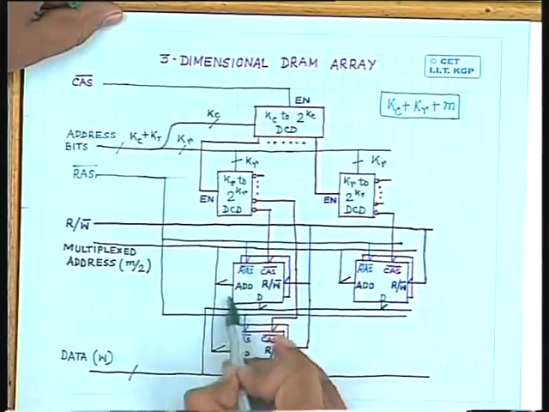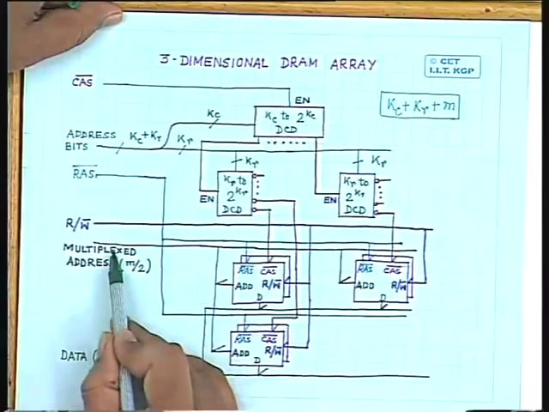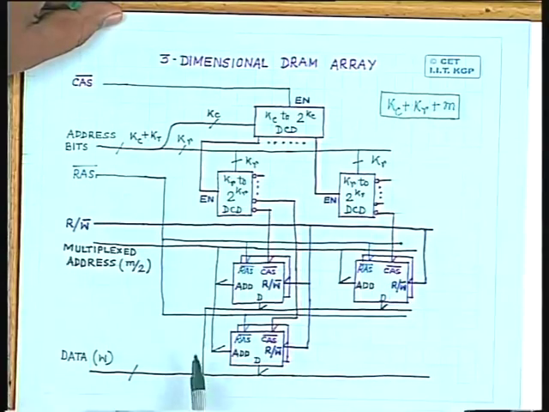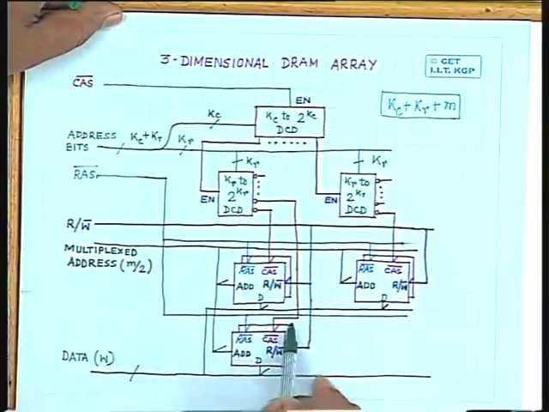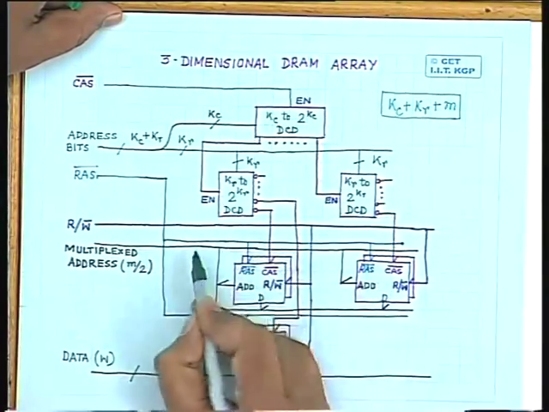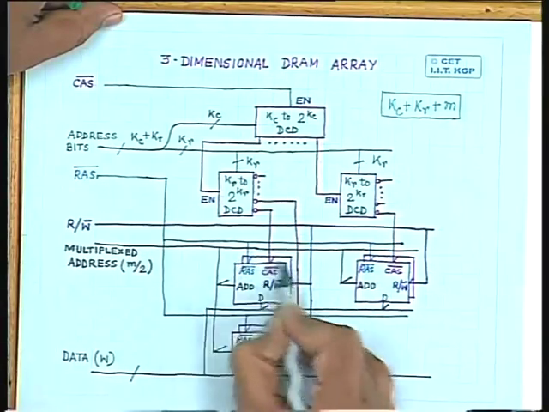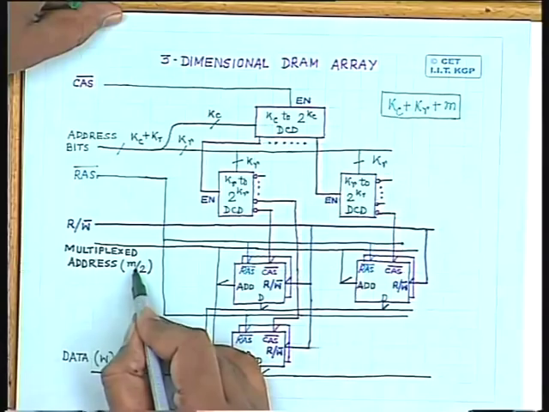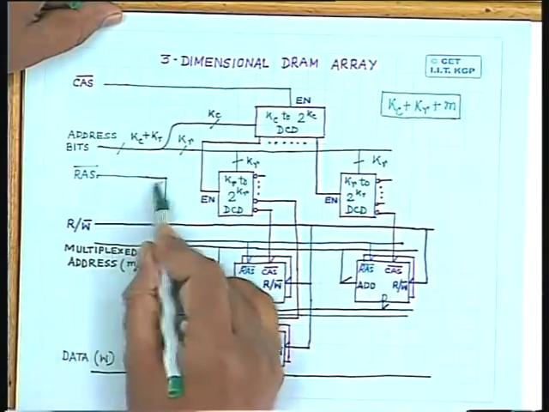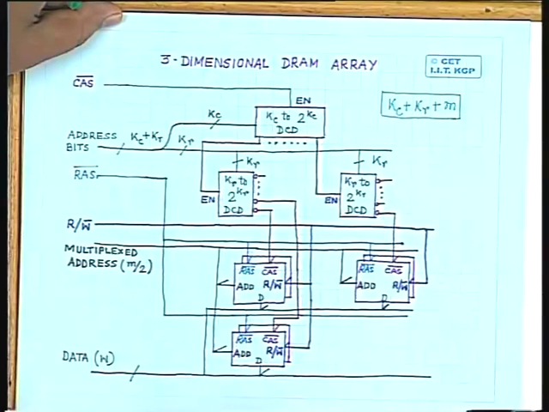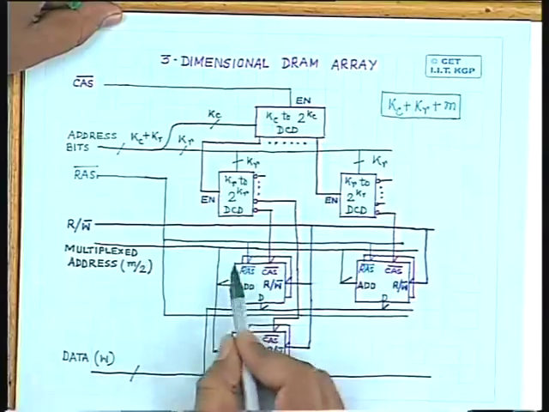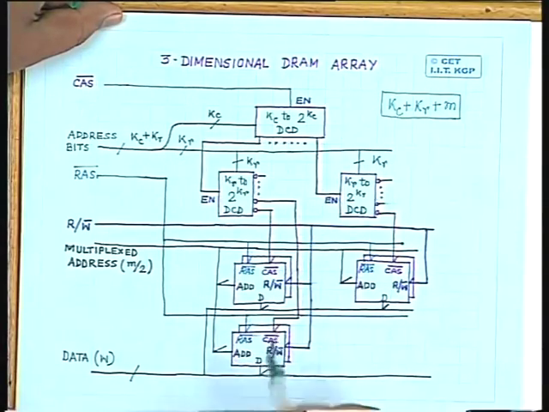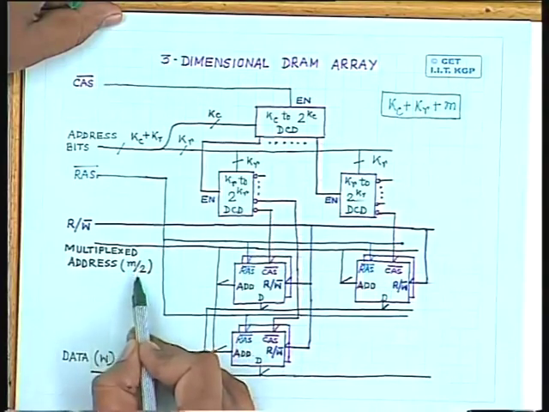Once I select a particular module, in that module I have to give the multiplexed address, which is M by 2 number of bits. First we have to give the M by 2 row address bits along with the RAS bar signal. The RAS bar signal for a particular module is also connected in parallel, so that is how it has been shown here. For these memory chips you have the same RAS bar signal. So when you give the row address on the M by 2 address bits, along with that the RAS bar signal has to be enabled. Once you give this RAS bar signal, then with the help of the CAS bar signal, the CAS bar of the corresponding module will also be enabled. Along with that CAS bar signal, you also have to give the M by 2 bits of column address.